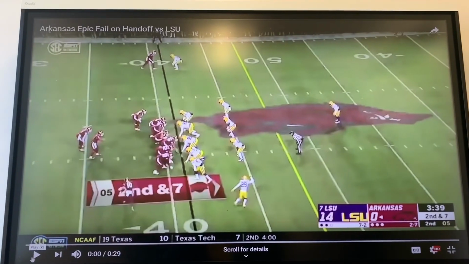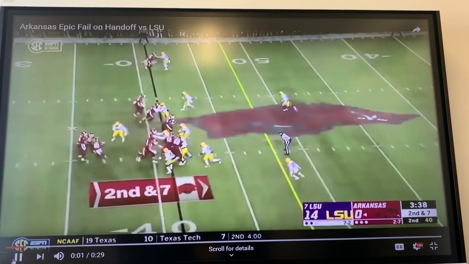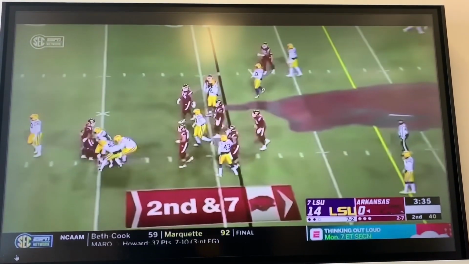Does your football team currently look like this? Very inconsistent. Oh my goodness, that did not work.